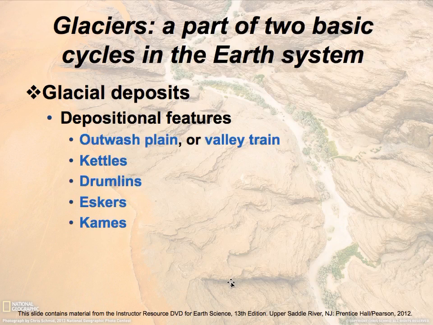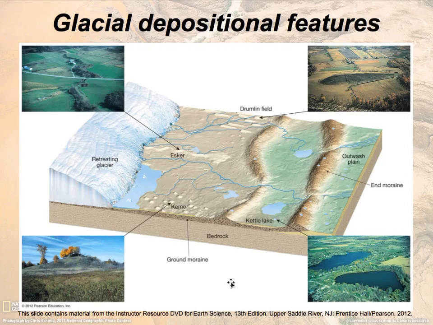Other depositional features are outwash plains, kettles, drumlins, eskers, and kames. Here we have an image of a few of those different types. Moraines are basically large ridges that can form in various directions based on the glacier's movement.